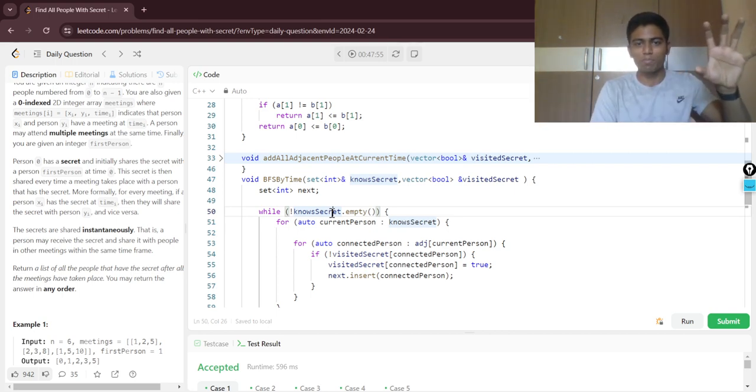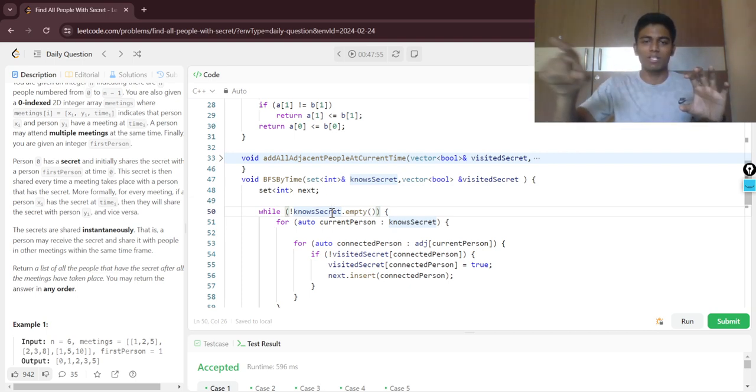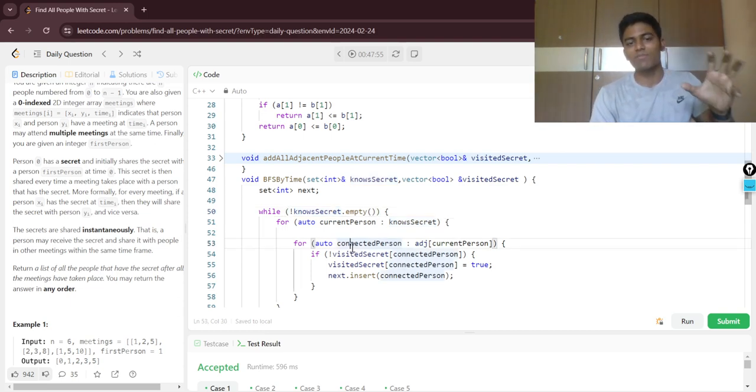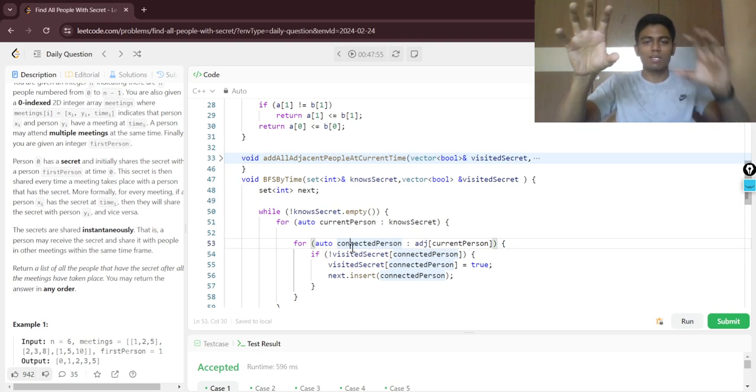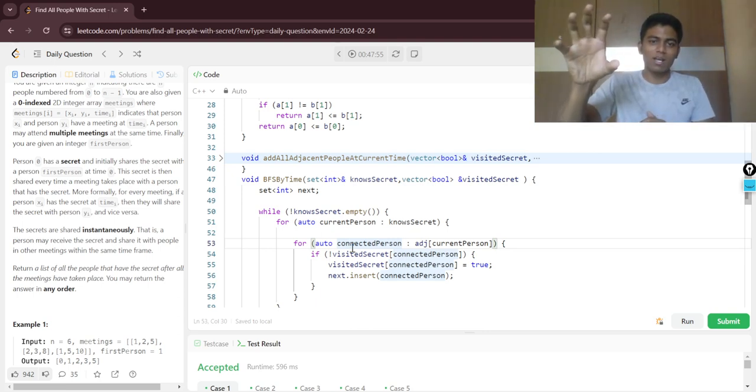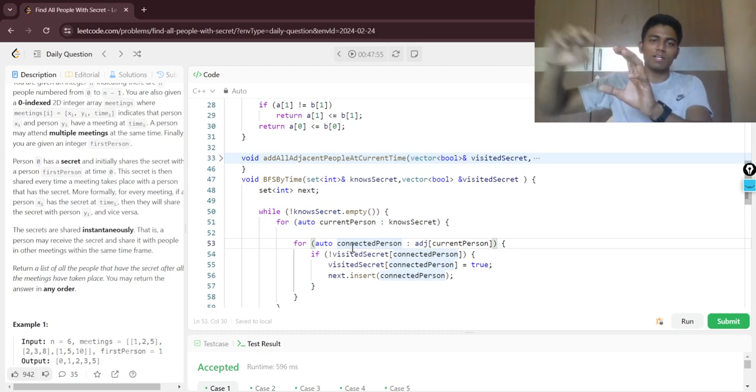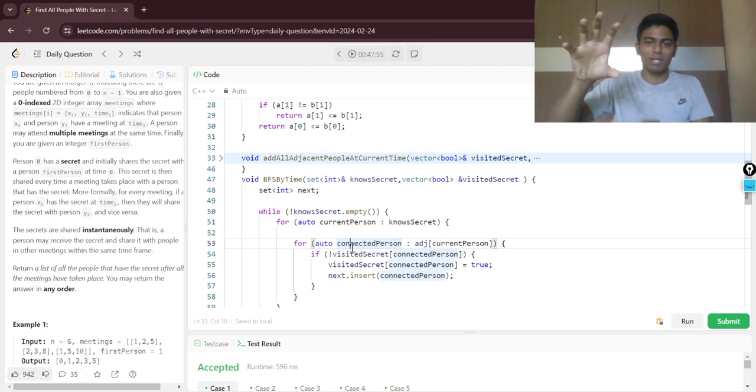Then we are going to pick each person, which is going to be the current person, and this current person can be connected to other people, which is the connected person. It can be one edge, it can be a second edge, it can be a third edge. So we will see whether this particular connected person doesn't know the secret. If he doesn't know the secret, then we are going to say, yeah, this person is going to know the secret, and then we'll be adding him into the next iteration for spreading the secret to other people which are connected to this particular connected person.